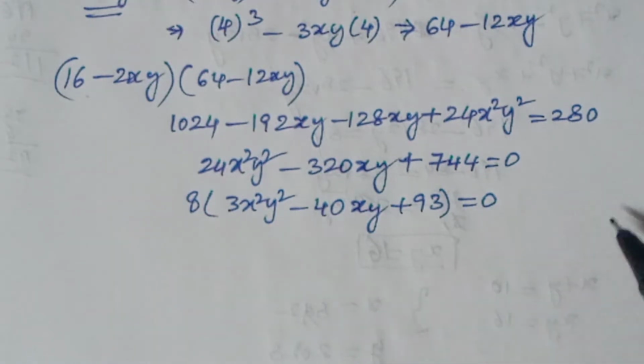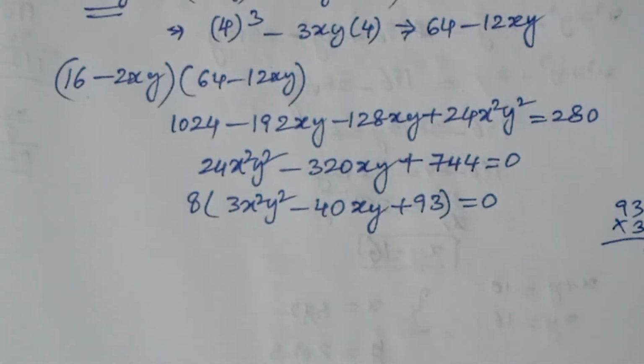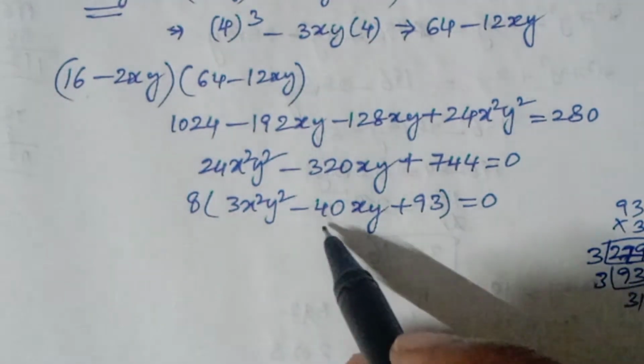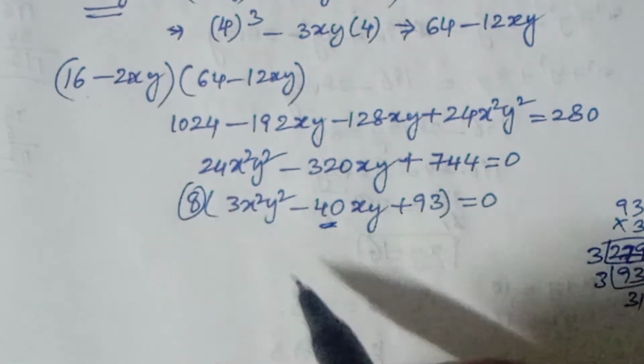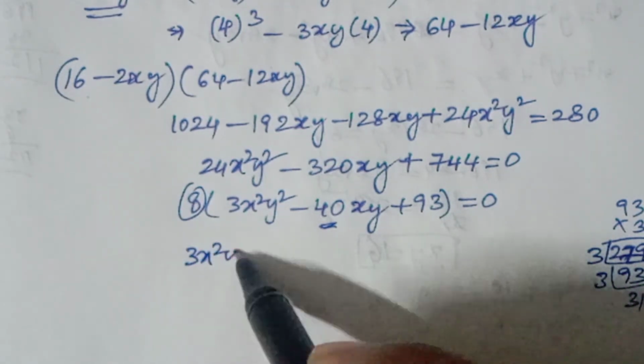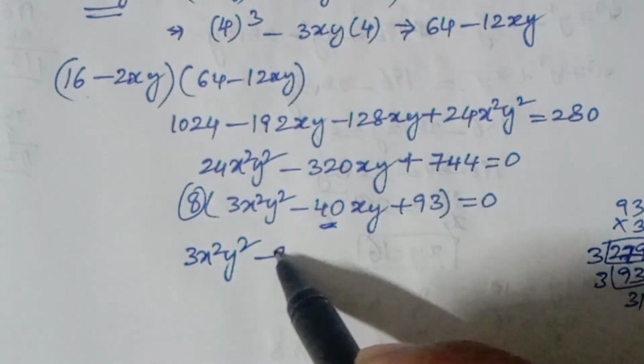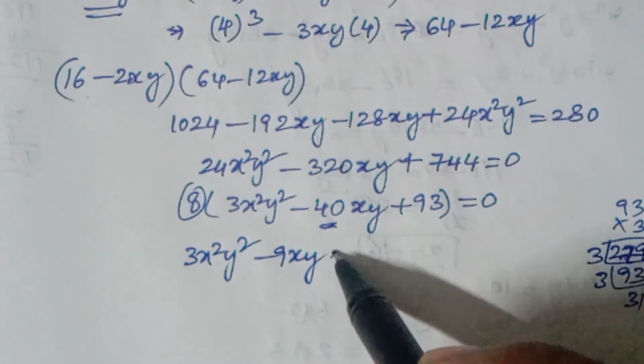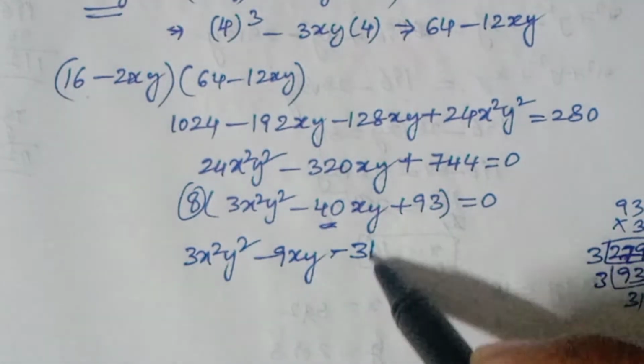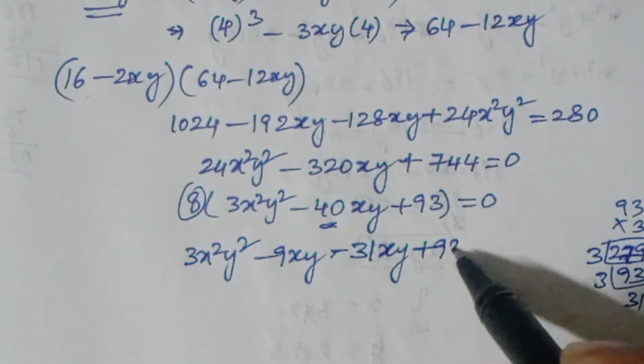Now here 93 into 3, what you are getting, 93 into 3, 3 nines are 27, 279. You have to find the factors of 279. So here 3 times 93, 3 times 31. So here you have to get 40. So this will become 3x square y square minus 9xy minus 31xy plus 93 equal to 0.